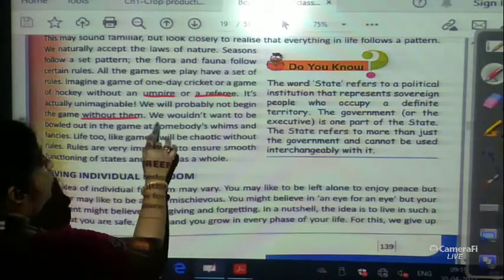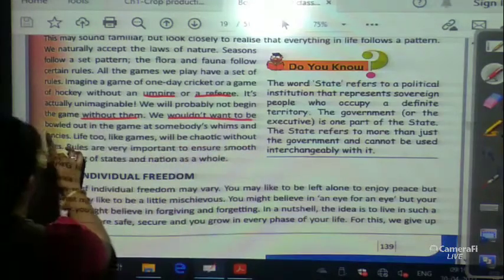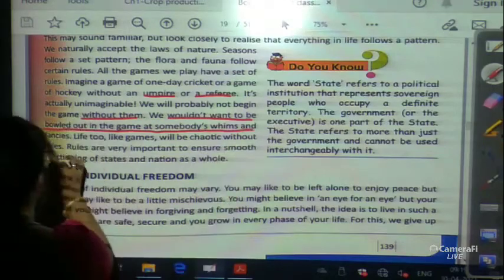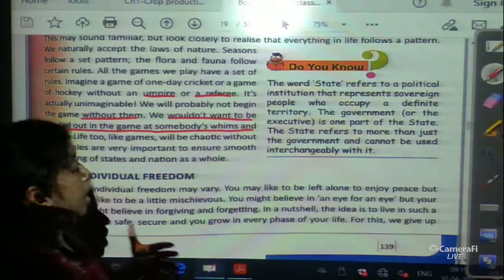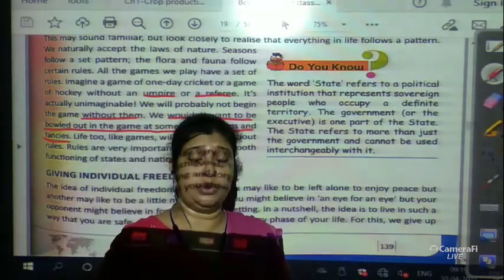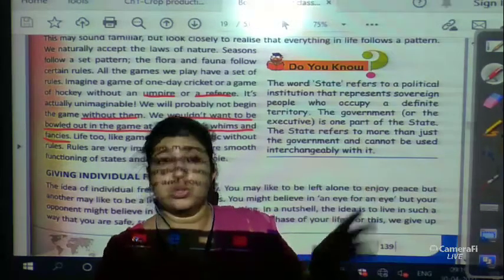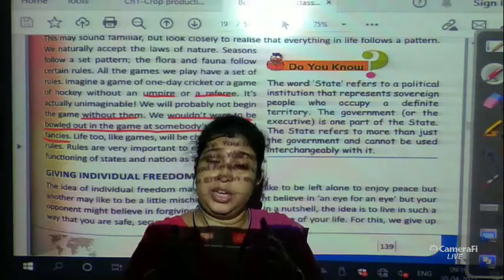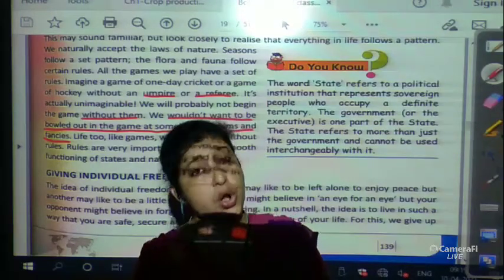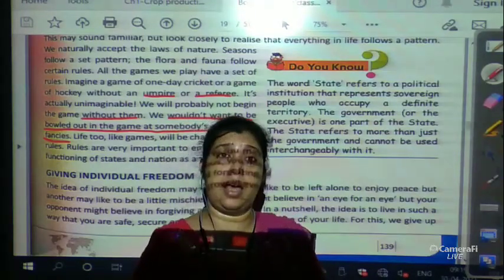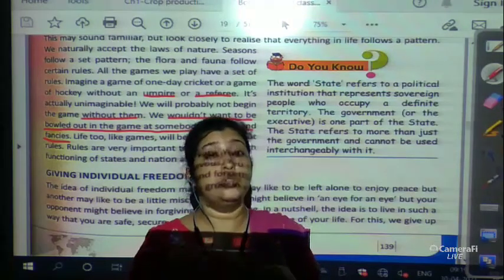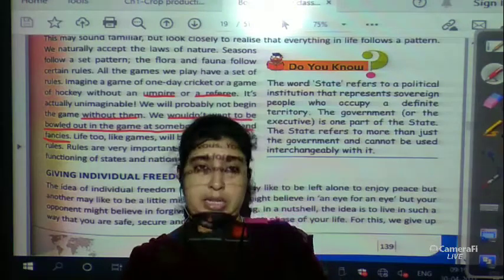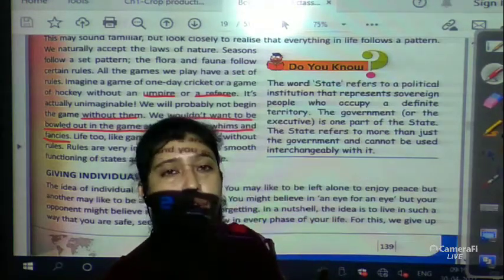Okay. So we wouldn't want to be bowled out in the game at somebody's whims and fancies. That means if anyone is told that yes you are out, we may say no, this is not correct. So whether that player is out or not out, for that reason there are some laws. So they check that, and after checking they are assured that yes, that player is out or not out.